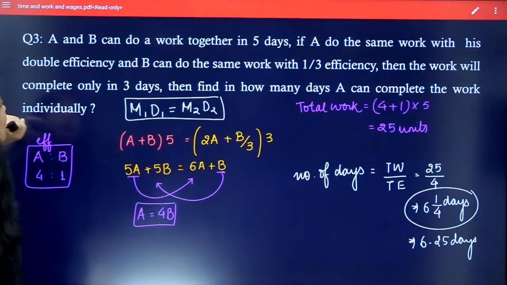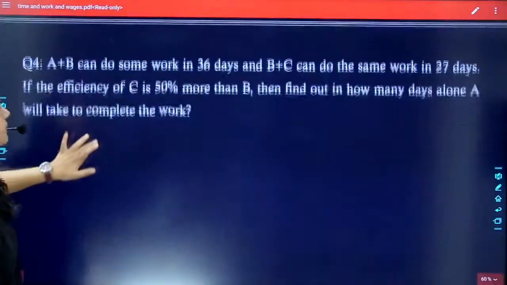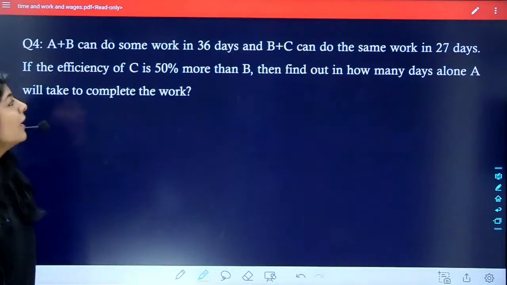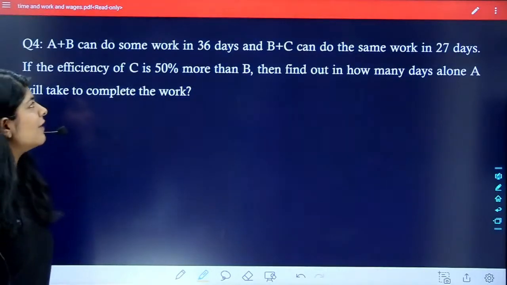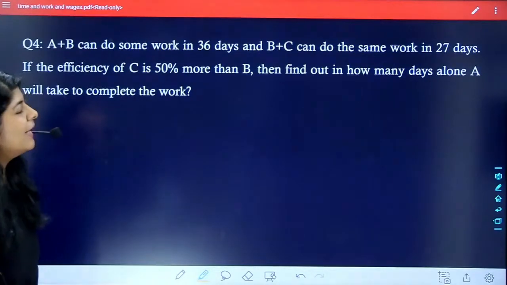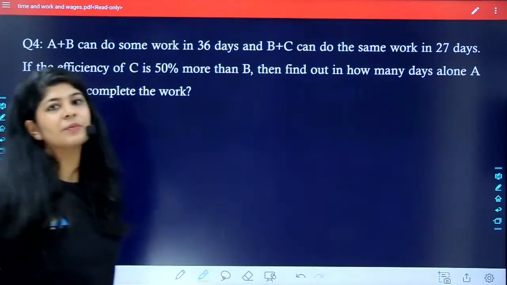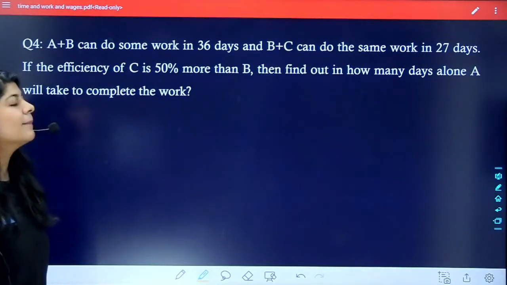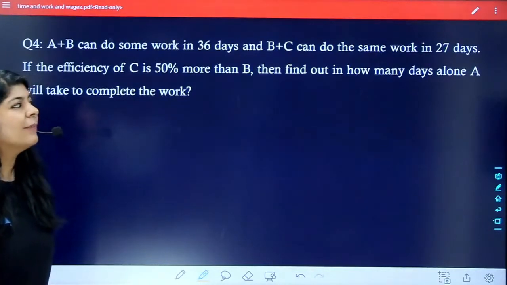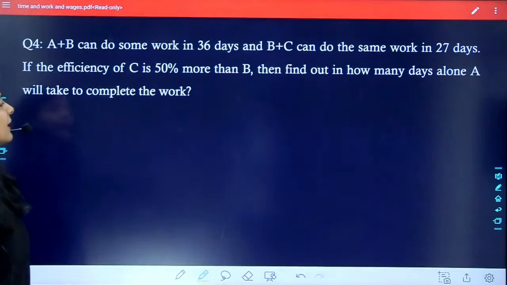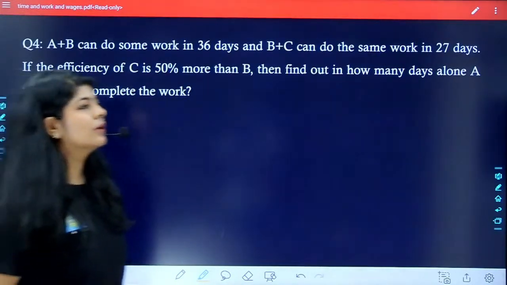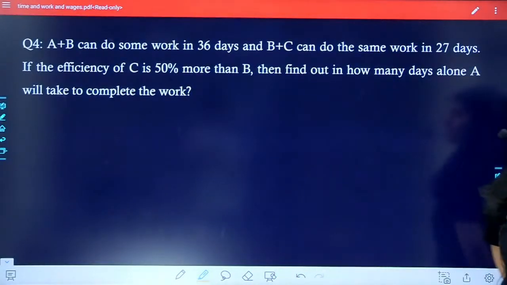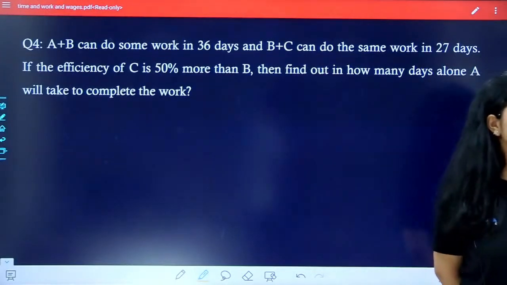Okay. Now let's move to the next question, question number 4. It is given that A plus B can do some work in 36 days and B plus C can do the same work in 27 days. If the efficiency of C is 50% more than B, then find out in how many days A alone will take to complete the work. What we have to do is find out in how many days A will complete the whole work.